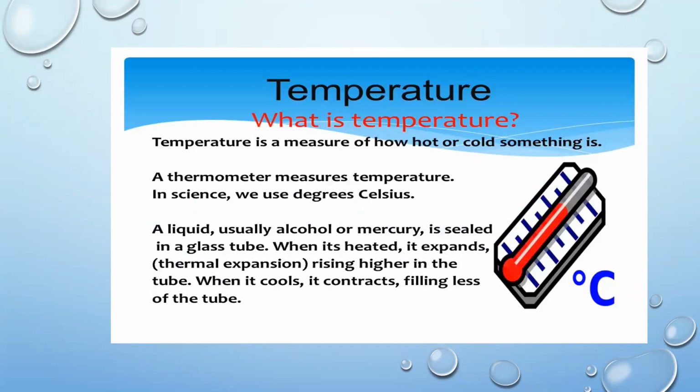Temperature is a measure of how hot or cold something is. A thermometer measures temperature. In science, we use degrees Celsius. A liquid, usually alcohol or mercury, is sealed in a glass tube. When it's heated, it expands, thermal expansion, rising higher in the tube. When it cools, it contracts, filling less of the tube.